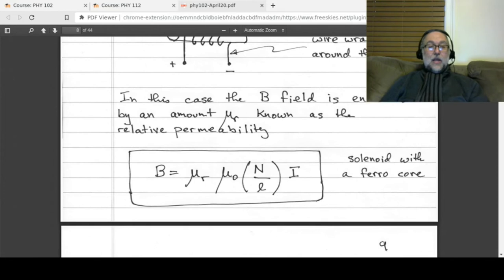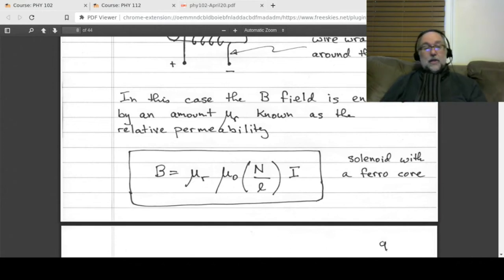And then the equation changes ever so slightly. It's still the same as above, but it's got this extra mu r, and that mu r is the enhancement of the permeability because of the presence of the ferromagnetic material. This mu r is just called the relative permeability. It's just an enhancement, and the number is usually bigger than one. You wouldn't want to use a number smaller than one, because it would decrease the magnetic field. You use something which enhances the magnetic field.